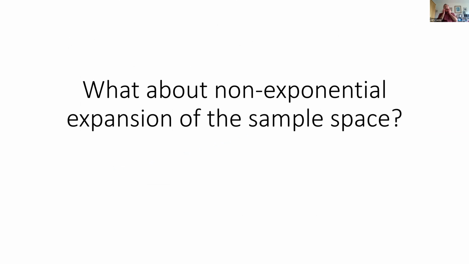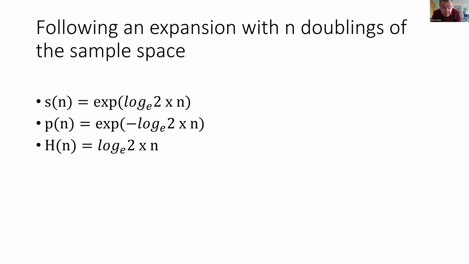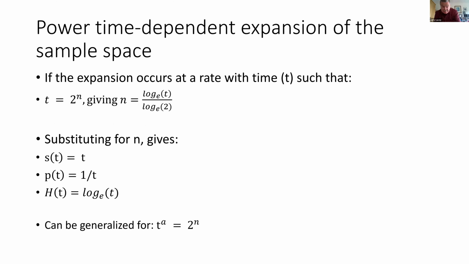Okay, so moving on. So that's exponential. So what about non-exponential expansions? As I said, this is the basic structure of the expansionary process, where it's related to n, where n is the number of doublings of the sampling space. So there's the size of the sampling space, there's the probability, and there's the information entropy. So what about a power function?